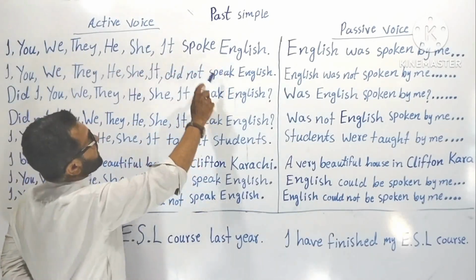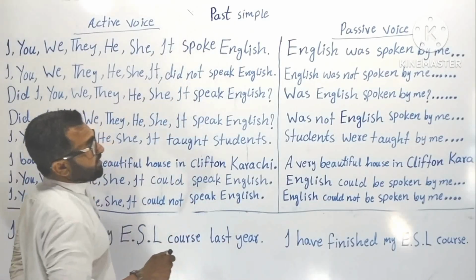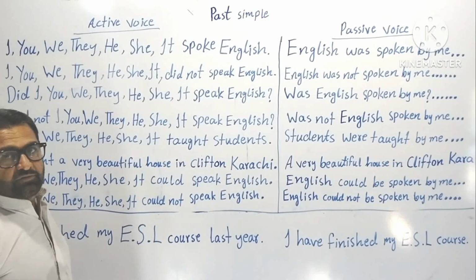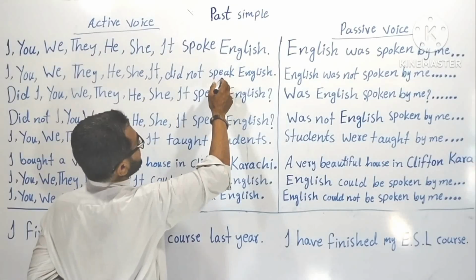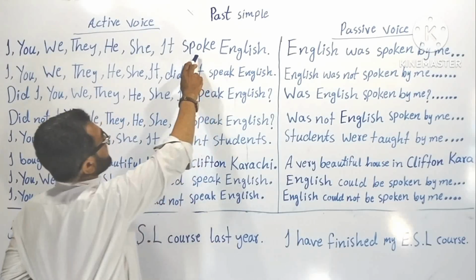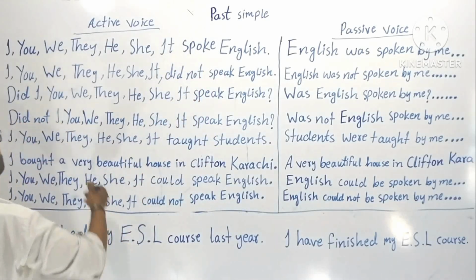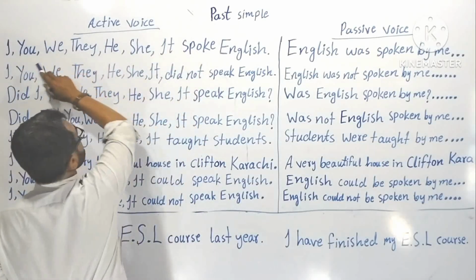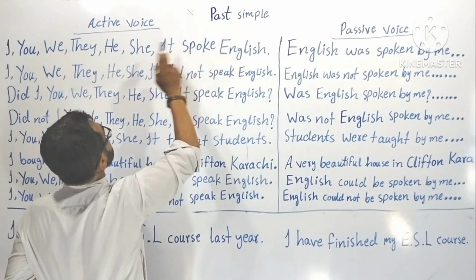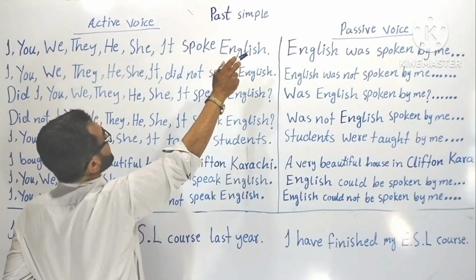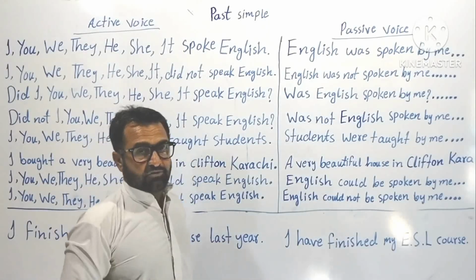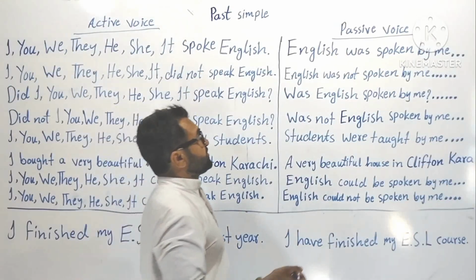I spoke English. Now you see here, I told you before, in positive sentences of past simple only the second form of the verb is used, not at any other places. Now you see, I spoke English, you spoke English, we spoke English, they spoke English, he spoke English, she spoke English, it spoke English. If you are to mention a name, you can say Ali spoke English. Understood? Now let's go to the passive voice.